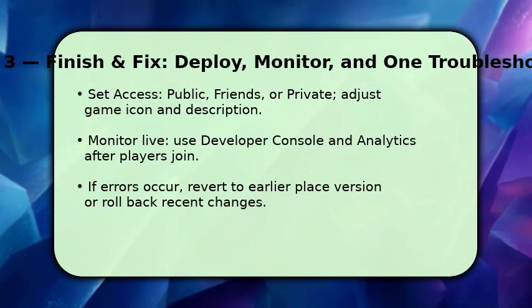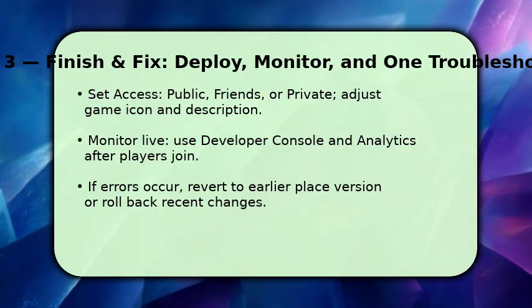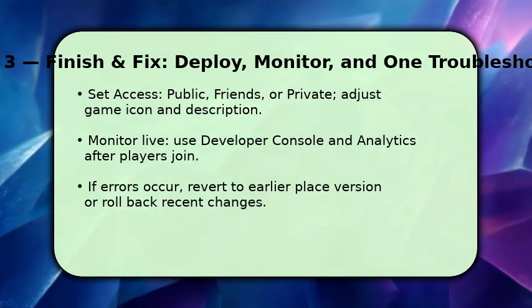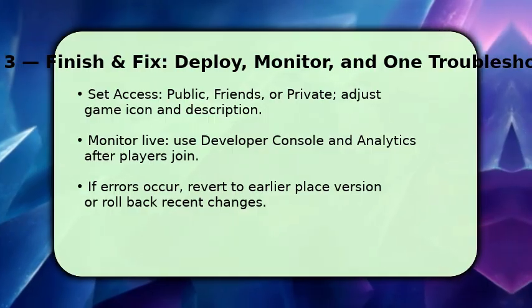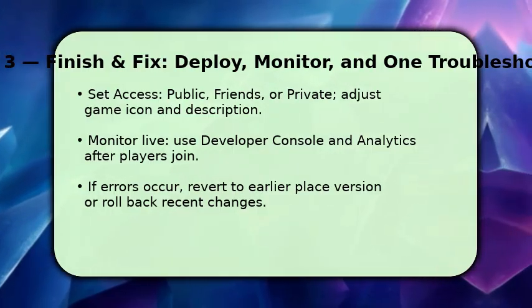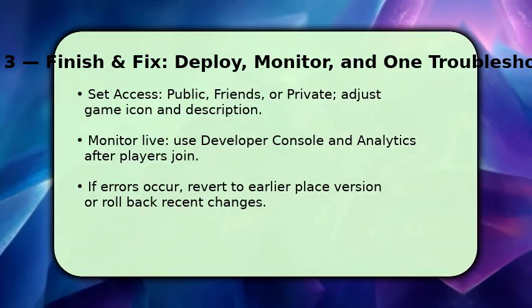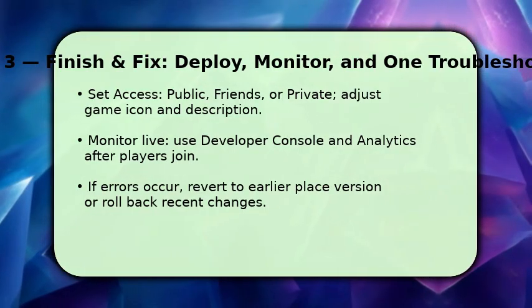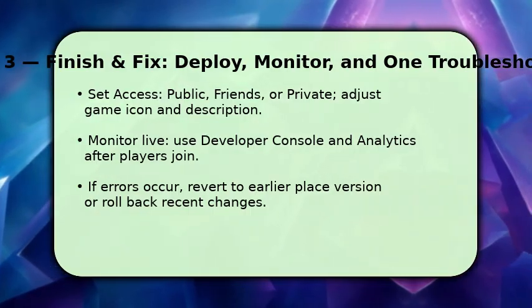To finish, set the access level, public, friends, or private, and update the thumbnail, description, and version notes so players see the correct info. Publish the final build, then immediately monitor using the in-game developer console and Roblox analytics to catch runtime errors or spikes.